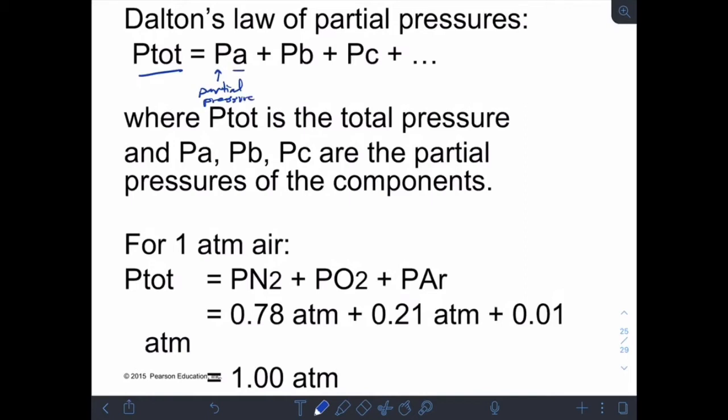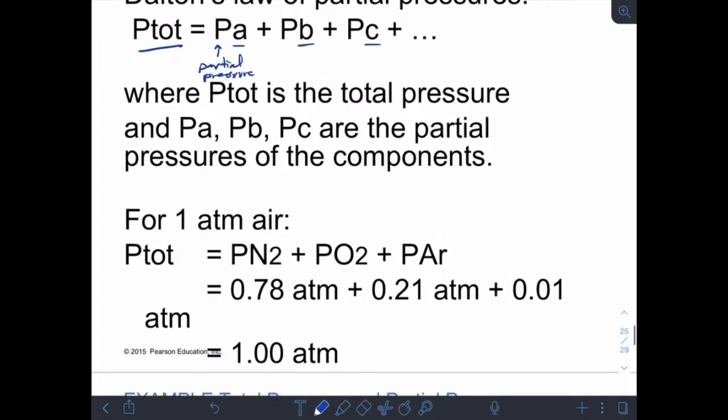So the partial pressure of gas A, partial pressure of gas B, partial pressure of gas C, and on for however many gases you have. Right? So thinking about what our air is like, our air is primarily nitrogen, oxygen, and argon, with lots of other gases mixed in smaller components. But if the partial pressure of nitrogen is 0.78, and the oxygen is 0.21, and the argon is 0.01, all that adds up to be 1 atmosphere, which is the pressure of our atmosphere, of our air.